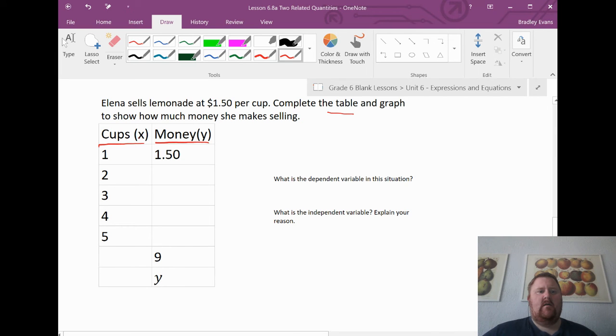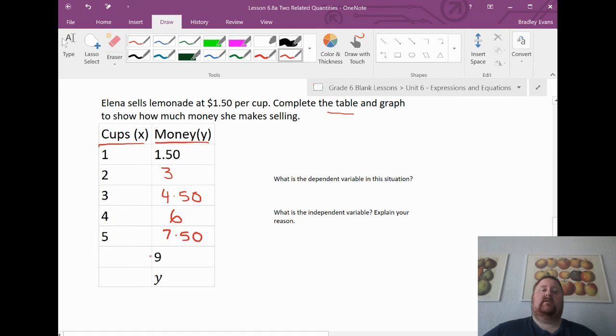So when she sells 1 cup, she makes $1.50. If she sells 2 cups, she's going to make $3. If she sells 3 cups, she's going to make 3 times the amount, which is $4.50. If she sells 4 cups, she's going to make $6. And if she sells 5 cups, she's going to make $7.50.